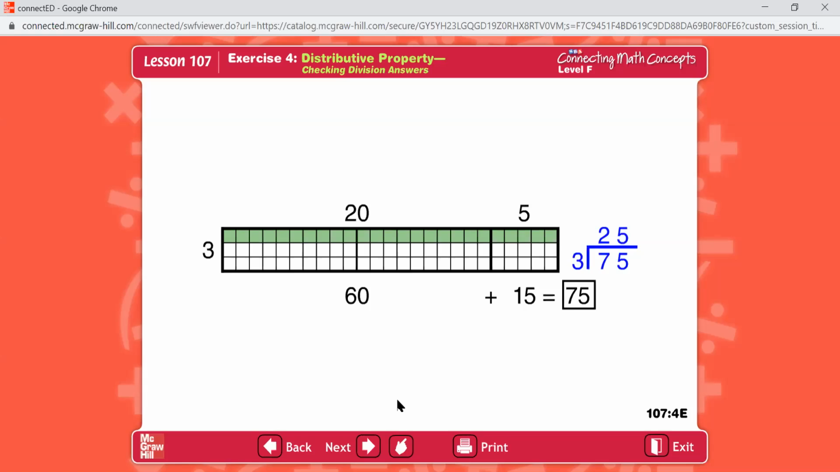Now we'll work the division problem. There are 5 rows, so we are going to divide by 5. The division problem for the whole rectangle is 155 divided by 5. The answer is the number of squares in each row.